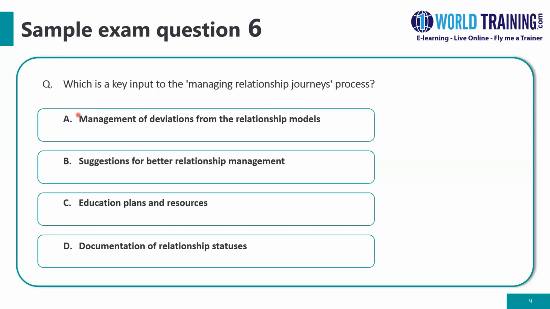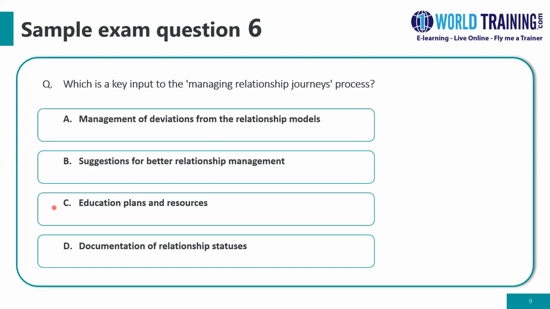Let's go through the possible inputs here. For the managing relationship journeys process, the first one, the management of deviations, is an activity termed managing exceptions in the journey process, so it's not an input. B, suggestions for better relationship management, is an output. It's actually the improvement initiatives output of the journeys process.